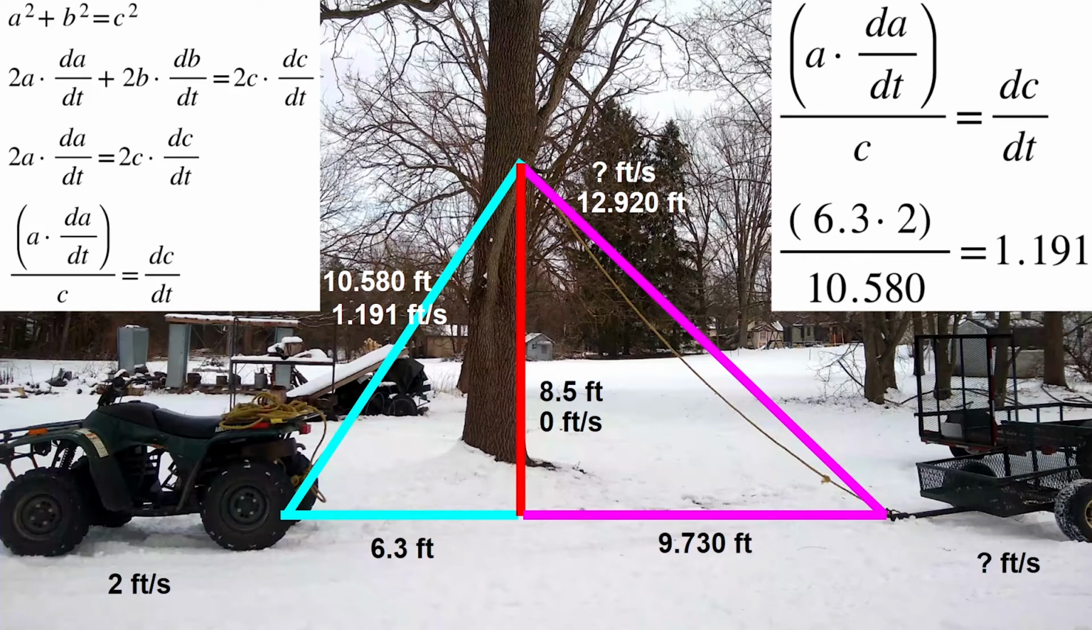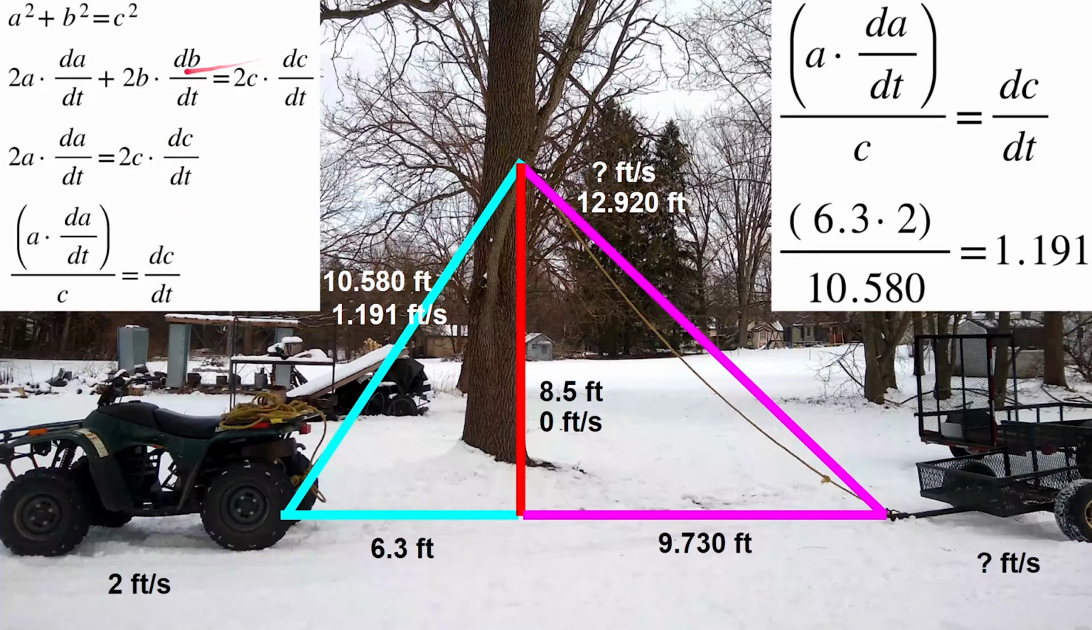This means we have the rate of change right here. This represents a rate of change of the a variable, of the a leg, with respect to time, which means 2 feet per second is that rate of change. So dA over dt is 2 feet per second.